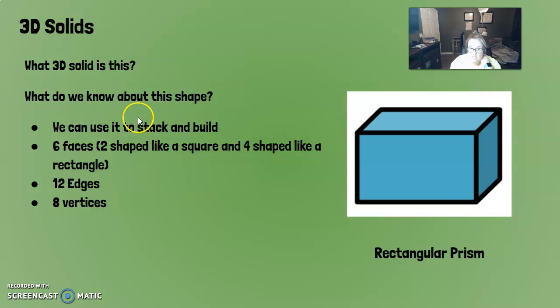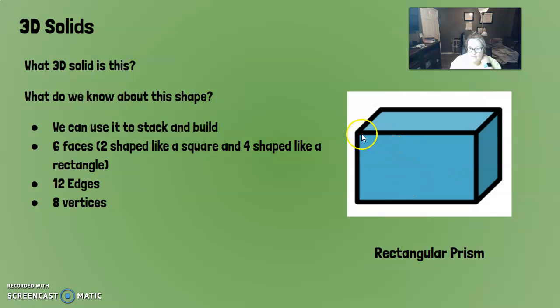Well, this is what I know. I know that I can use it to stack and I can build with it. I know it has 6 faces. 1, 2, 3, 4, 5, 6. 2 of them are shaped like a square, so this one's a square, this one's a square, and the other 4 are shaped like a rectangle.